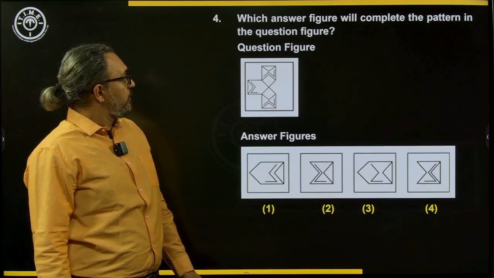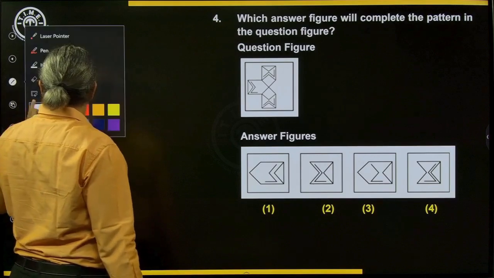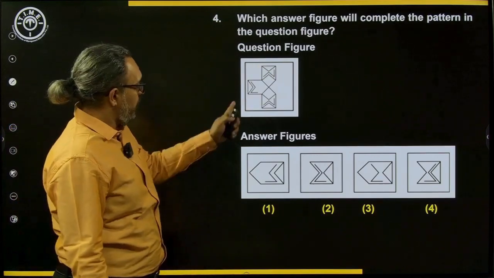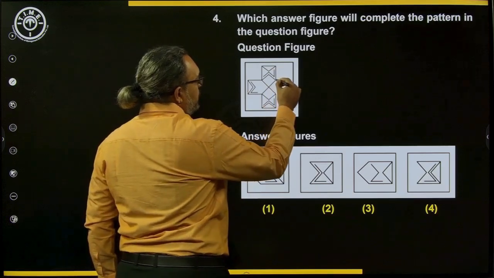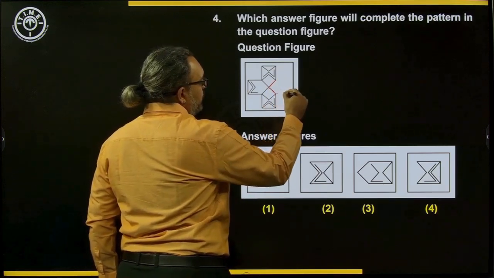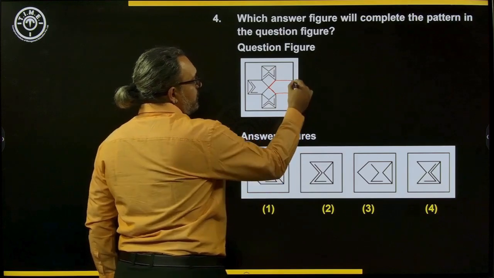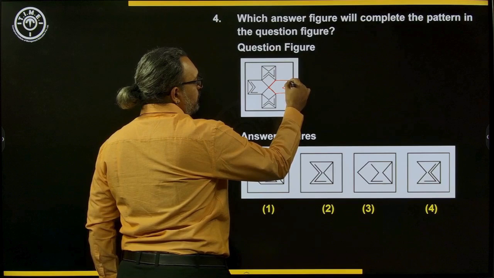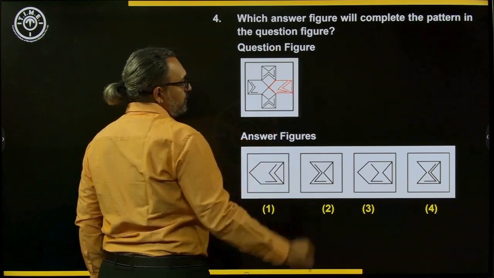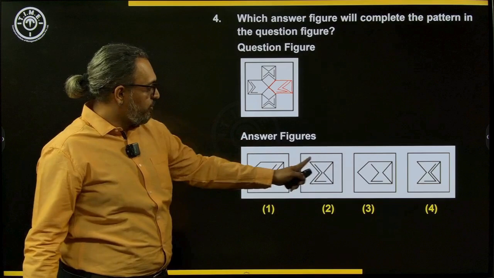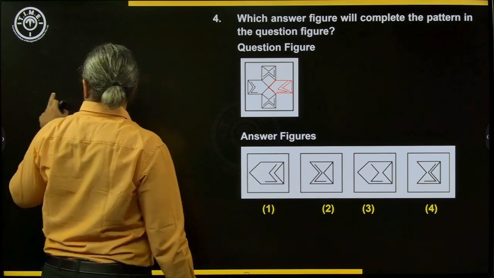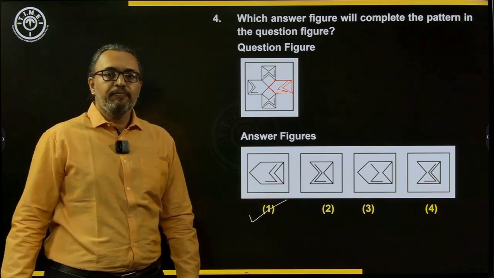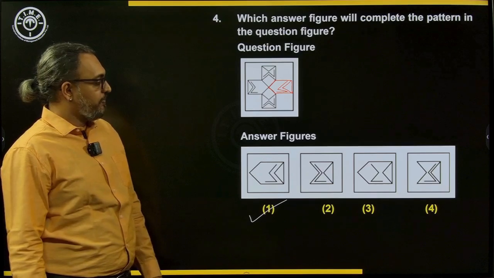Right. Then next, which among the figures will complete the pattern in the question figure? Again, as you can see, I need an image like this, and it has to be like this. So, where is that pattern available? It is definitely available in the first option. So, choice 1 we pick. Correct?